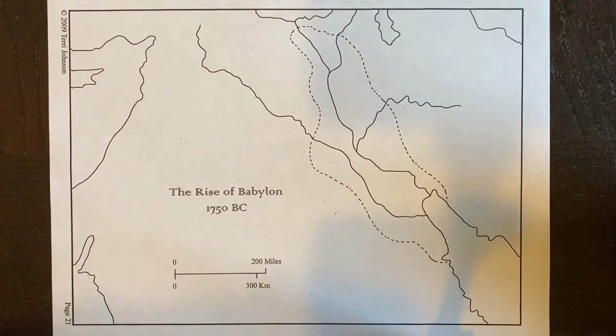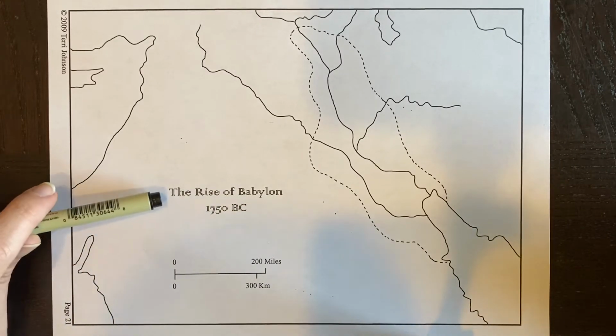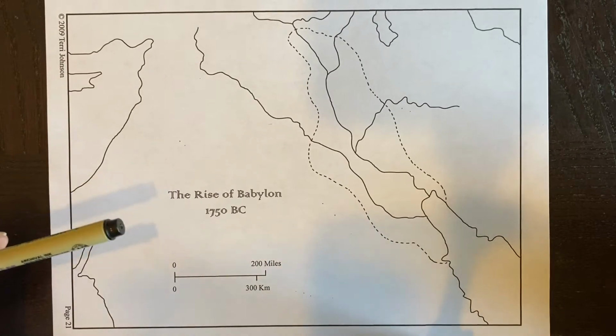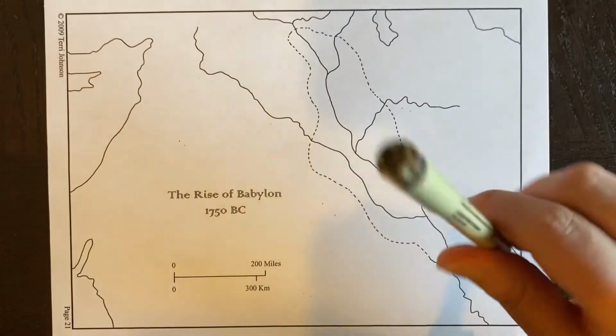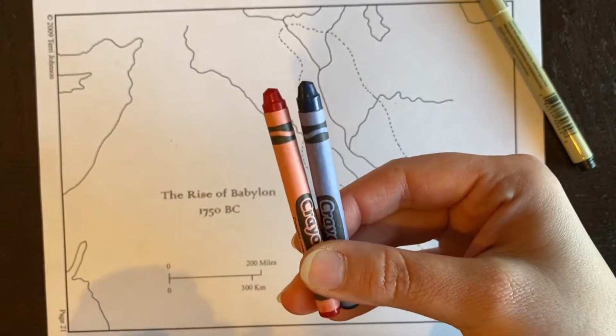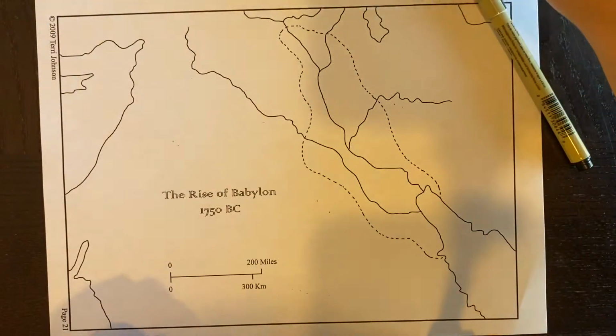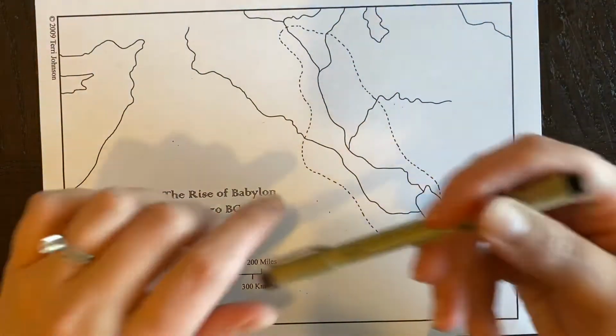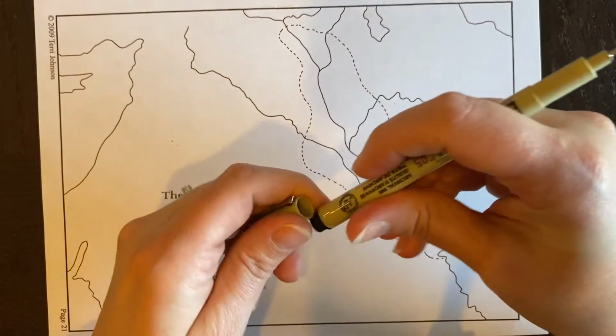We are here to do our second map of the Mediterranean area of ancient Mesopotamia. We are going to be completing the map, The Rise of Babylon. So you will need a black pen of some sort and blue and red crayons or colored pencils. The first thing we're going to do is label our bodies of water.